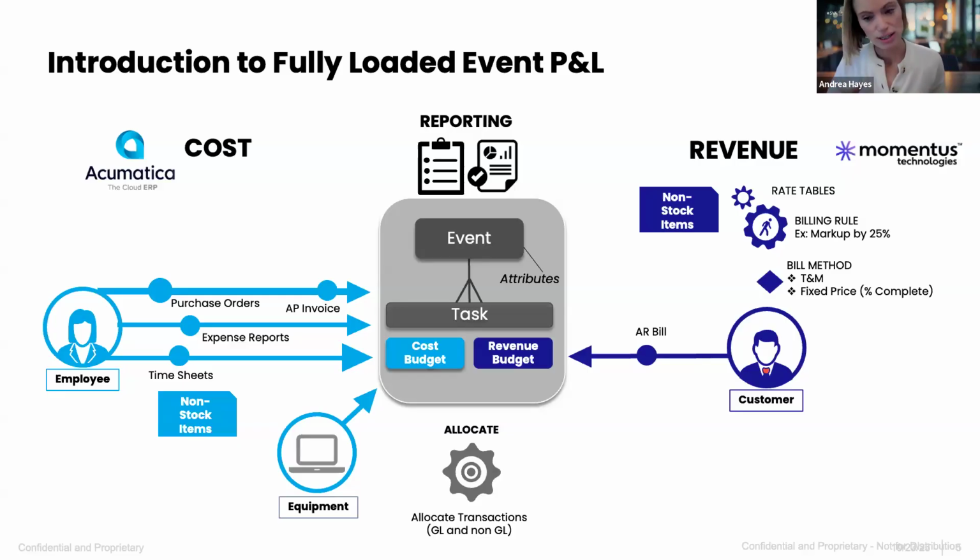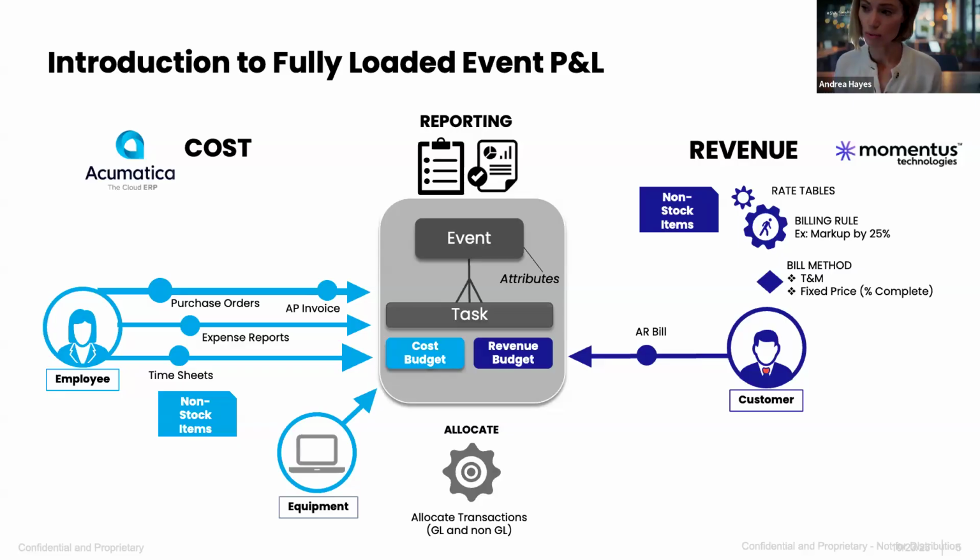Now you might say, well, I actually capture labor in something like Kronos or Paylocity or ADP. That's just fine. We can ingest that into Acumatica and have the labor time hit the event without also hitting the general ledger, which you'll see in the next slide. If there's equipment that you want to code to the event, that's available as well. So from a cost perspective, that's what's natively captured in the system.